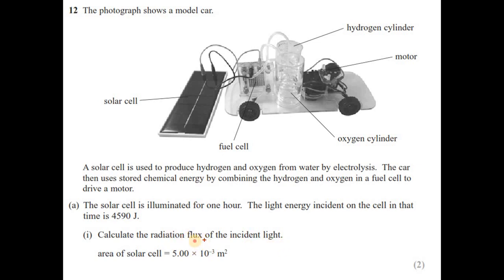Okay, so we need to find the radiation flux. I'm using the letter I to denote the radiation flux. So radiation flux I is equal to power upon area. So you need area, which is given, the area of the solar cell, but you need to figure out power, and power is energy upon time. So you can find power first, put it here, and figure out the radiation flux.